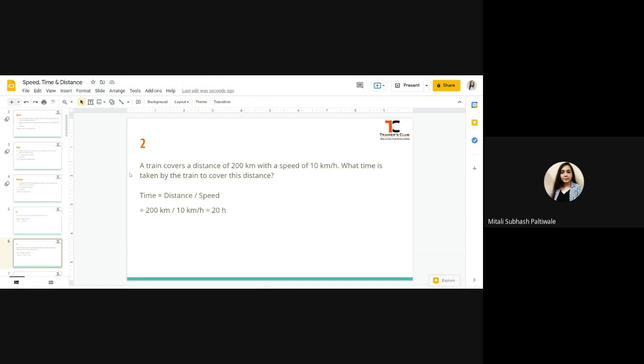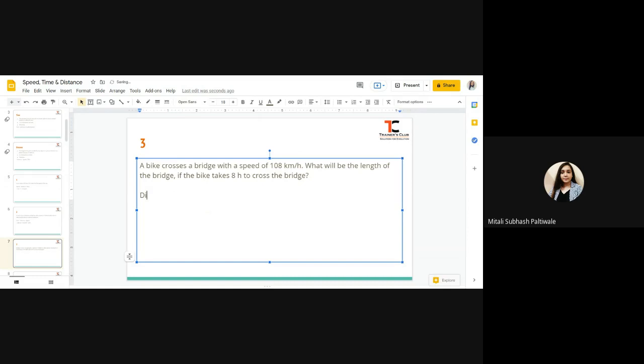Now let's get on to the next question. A bike crosses a bridge with a speed of 108 km per hour. What will be the length of the bridge if the bike takes 8 hours to cross the bridge? Now we have to find the distance. So distance is equal to speed into time. Now speed is 108 and time is 8 hours, which is equal to 108 into 8, which is 864. So 108 into 8 would be 864 kilometers, and that is the length of the bridge. Okay.